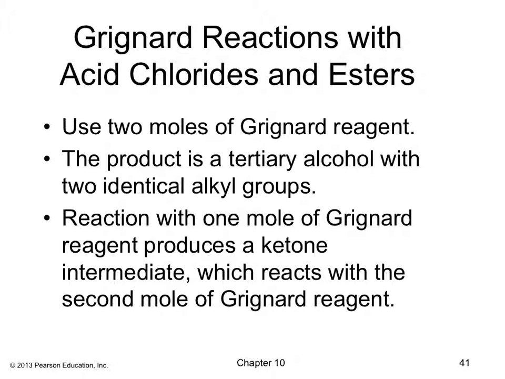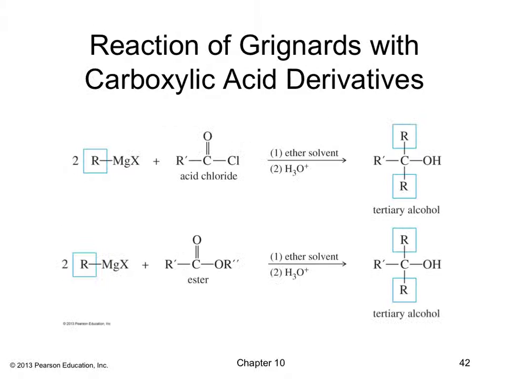Grignard reactions with acid chlorides and esters. You can use 2 moles of Grignard reagent. The product is a tertiary alcohol with 2 identical alkyl groups. Reaction with 1 mole of Grignard reagent produces a ketone intermediate, which reacts with the 2nd mole of Grignard reagent.